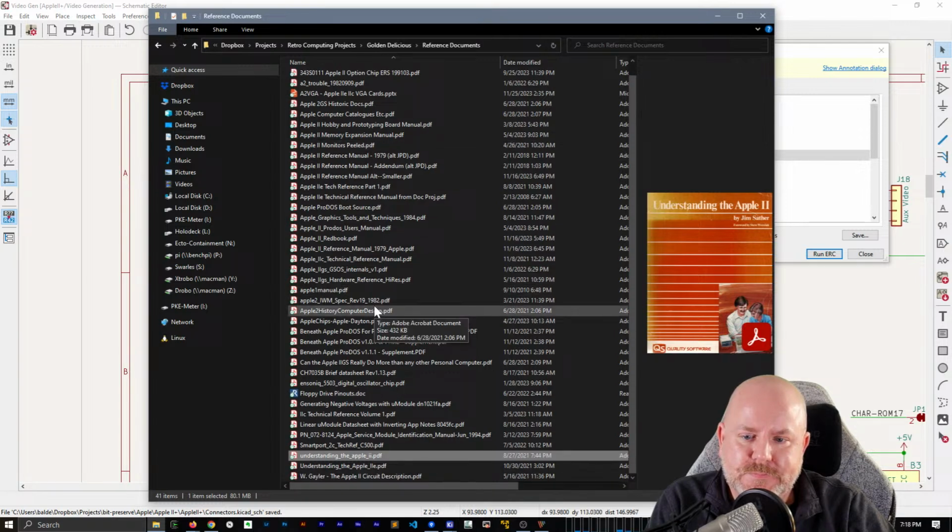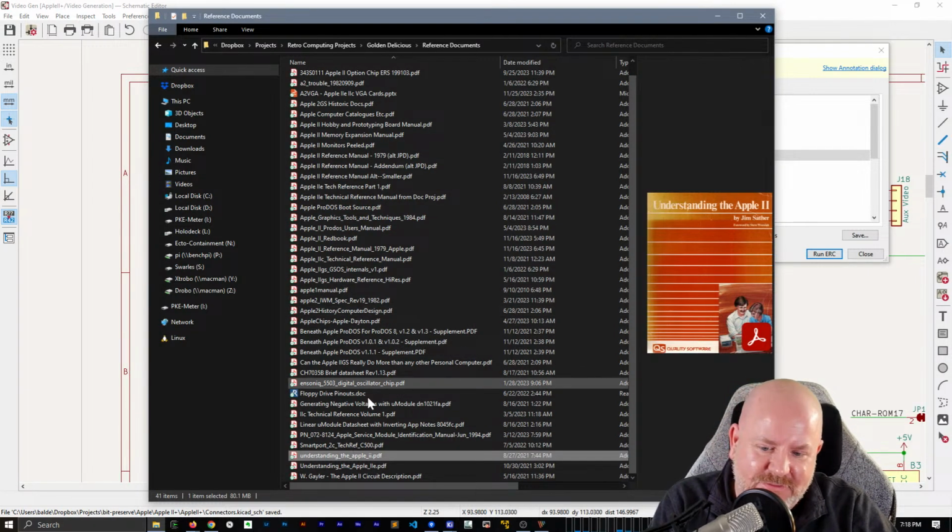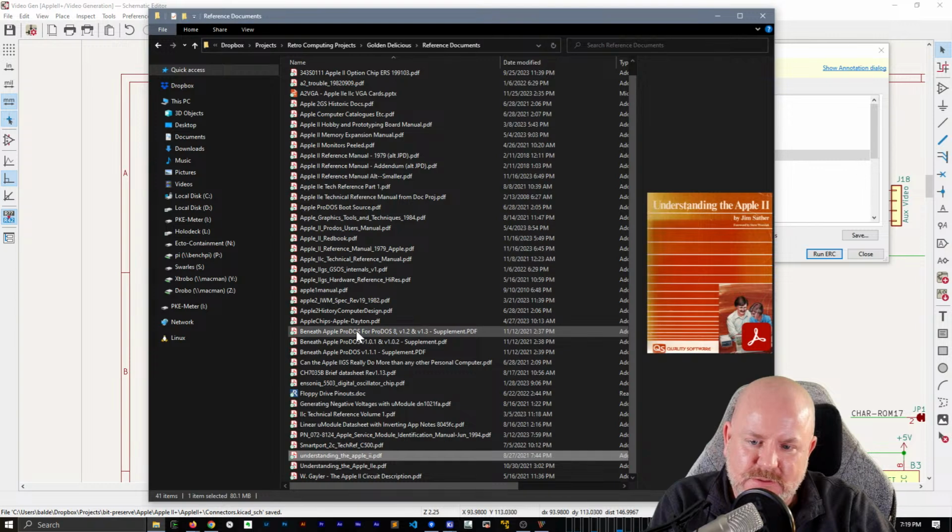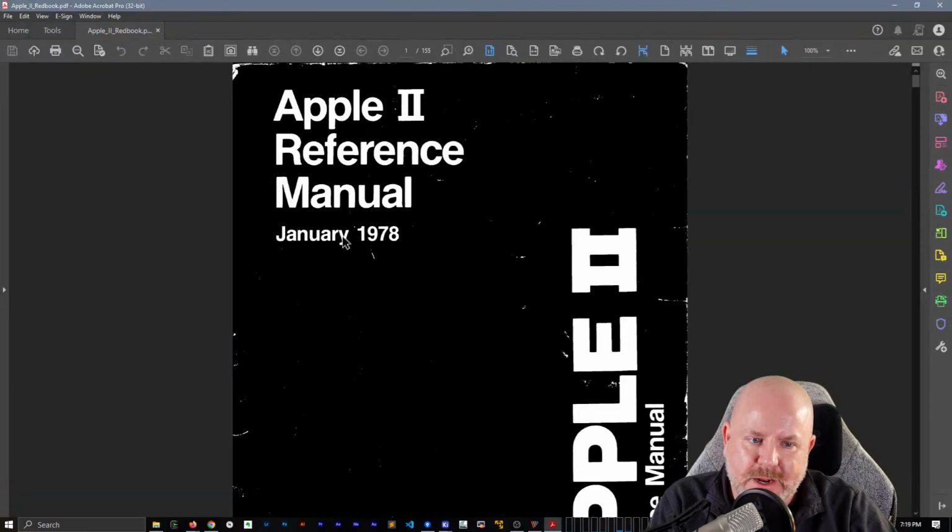Okay. I've got to fix the ramp button. Maybe we'll go do that later. I'll go with Red Book. Why not?